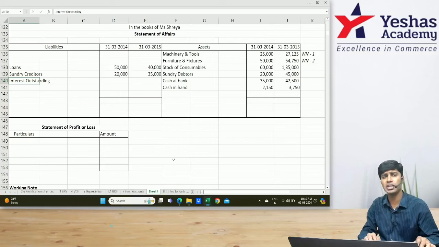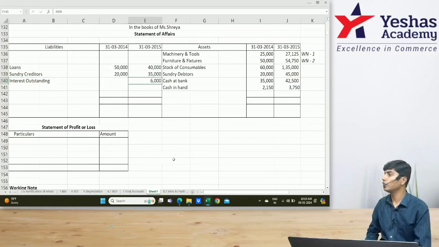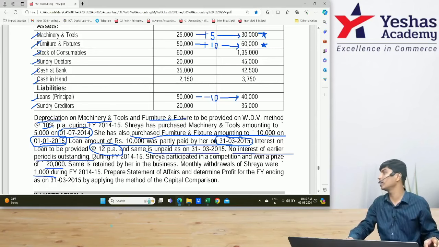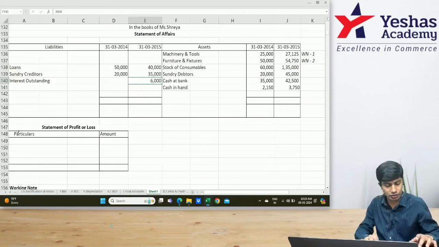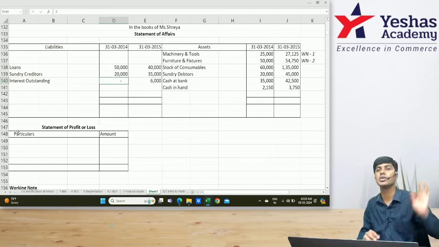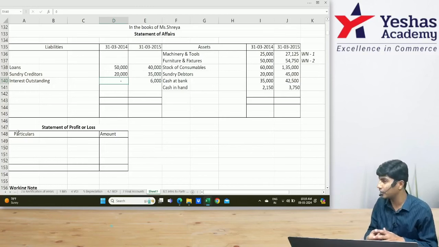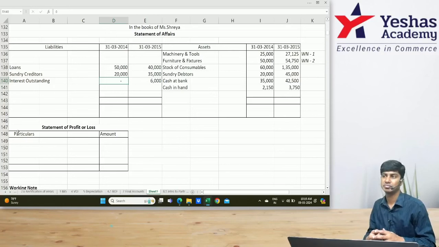31st of March 14 or 31st of March 15? 6,000. Why not on 14? You will get a doubt. Sir, what if last year was also outstanding? That is the reason they've clearly mentioned in the question: the same is unpaid as on 31st of March 15. No interest of earlier period is outstanding. In the last year, there is no interest outstanding. Opening interest outstanding is zero. Last year, Shreya was a good girl. She paid interest on time. This year, she's become a bad girl. She didn't pay interest on the loan.